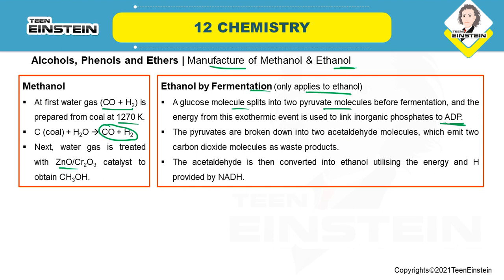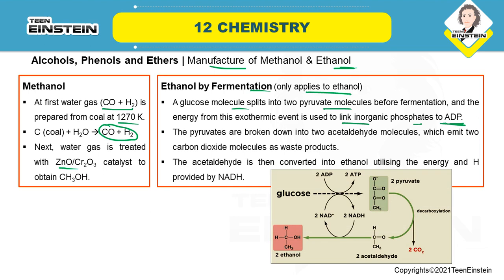Triphosphate means 1 extra phosphate group. So from diphosphate, we are getting another phosphate group attached. That is written here in this way, used to link inorganic phosphate. That means you are attaching 1 new phosphate group, and for that process energy is required, and that energy is coming from this exothermic process, glucose converted to 2 pyruvate molecules.